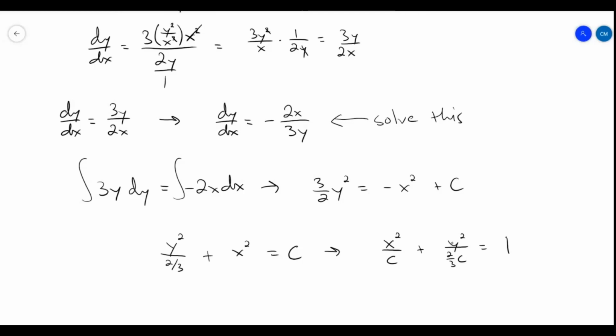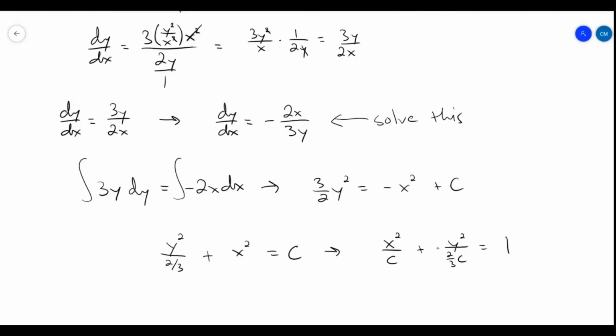Now, why the heck would I want to write it like that? Does this look like anything that you guys have seen before? Maybe in your pre-calculus class or something like that. Hyperbola. Is it a hyperbola? Close. Ellipse, exactly. It's an ellipse. In fact, it's not just one ellipse because we have that c there. What is it? It's a whole bunch of ellipses, right? It's a whole bunch of ellipses.